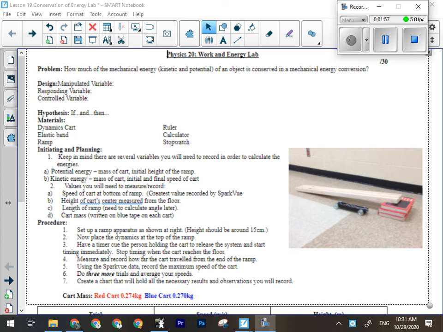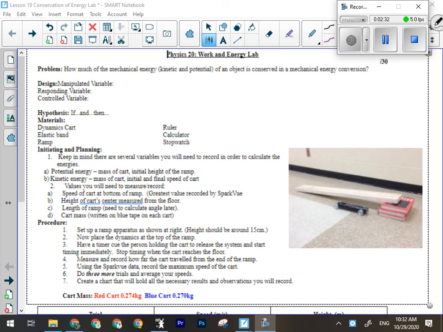So the way this will work is, when you have the cart going down the ramp, are you going to do anything to the ramp while the cart is on it? What's pulling it down the ramp? Yeah, or the parallel component of it. But it's the result of gravity, so gravity might be something you want to list in your design, because it's consistent and not changing throughout the experiment. Hint, hint.